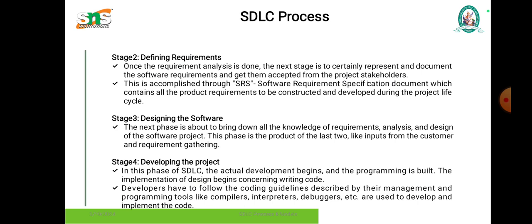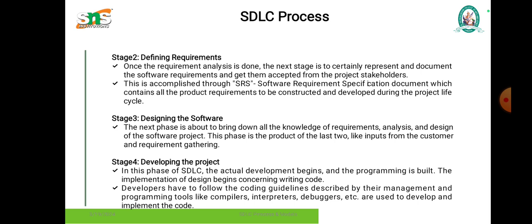The second stage is defining requirements. Once the requirement analysis is done, the next stage is to represent and document the software requirements and get them accepted by the project stakeholders. This is accomplished through the SRS, which means software requirement specification. This document contains all the product requirements to be constructed and developed during the project life cycle.